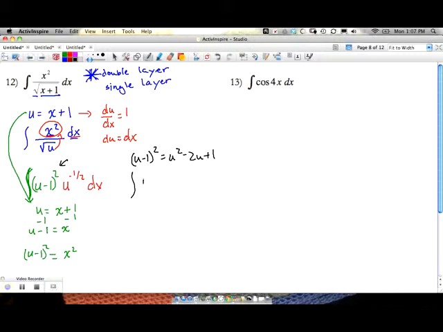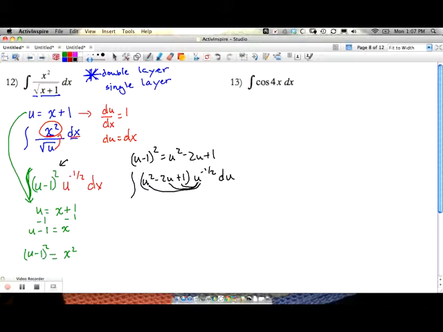So that means we're going to have the integral of u squared minus 2u plus 1 times u to the negative 1/2. And then the dx becomes a du. Now we can distribute this and do some more complex algebra to set up the antiderivative.